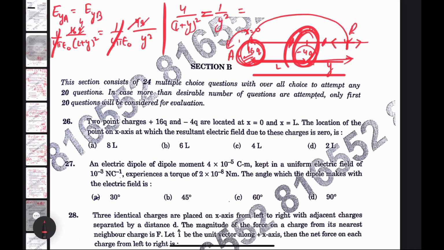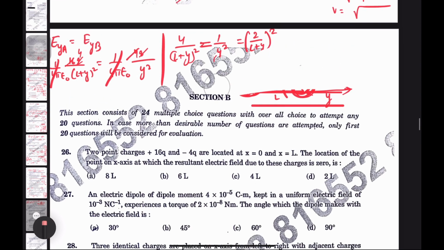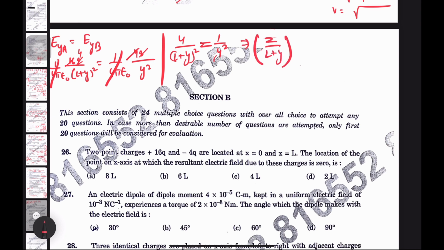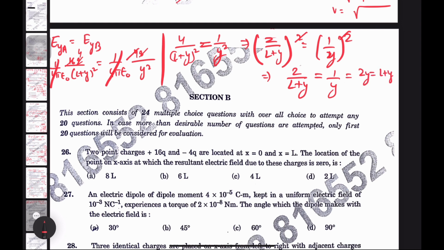It could be written as 2 upon L plus y whole square, and I am going to erase this condition because I need some space. So this implies 2 upon L plus y whole square is equal to 1 upon y square. Cancelling out, sorry, it is not 4, it is y. So again 2 upon L plus y is equal to 1 upon y, and cross multiplying 2y is equal to L plus y, and this implies 2y minus y is equal to L.